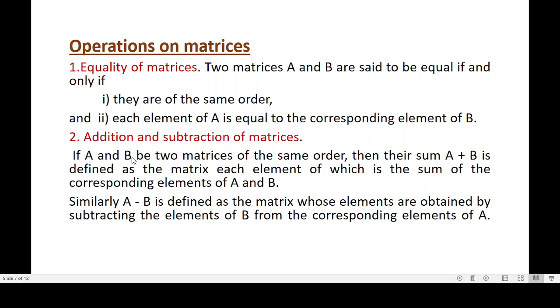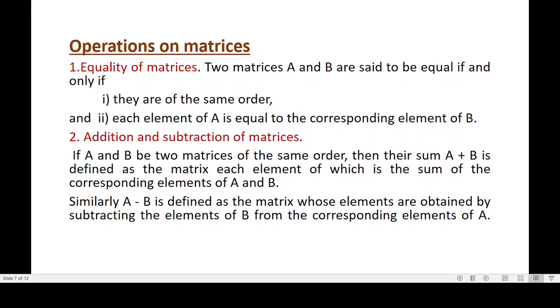A and B are two matrices of the same order, and their sum A plus B means adding the corresponding elements of A and B. Similarly, A minus B is defined as the matrix whose elements are obtained by subtracting the elements of B from the corresponding elements of A. So this is subtraction of two matrices A and B, which is denoted by A minus B.